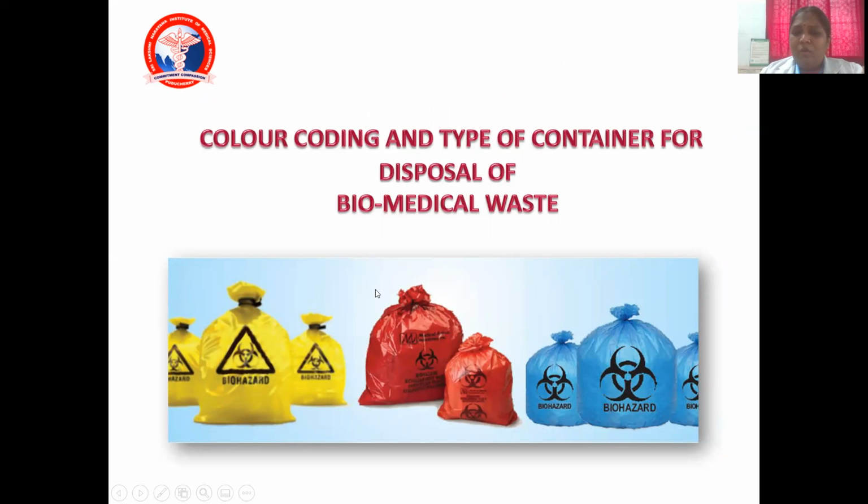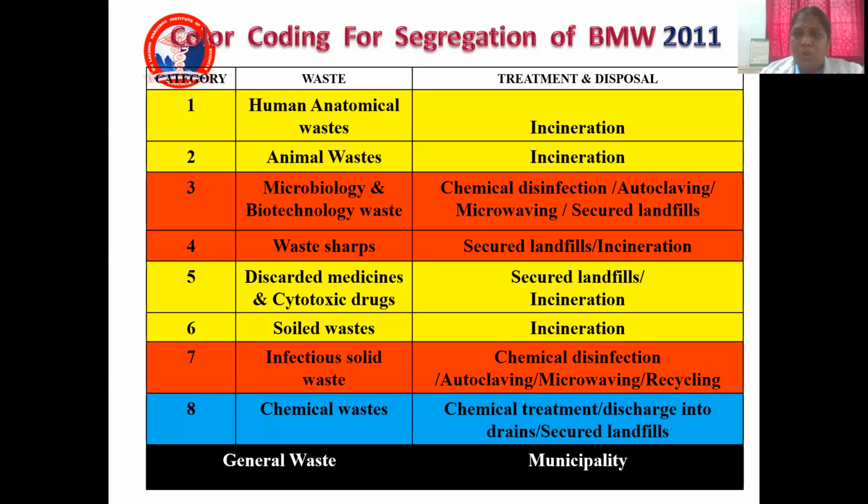we do have some color coding of bags. Okay, we will have 4 different types of bags. One is yellow, then another one is red and blue. So in this picture, I have given what color you have to use for which waste. So you can observe that for yellow bags, all your anatomical waste, animal waste, discarded medicine, cytotoxic drugs, and soiled waste, whichever things soiled with blood or body fluids. So all these 4 categories will go into the yellow bag.